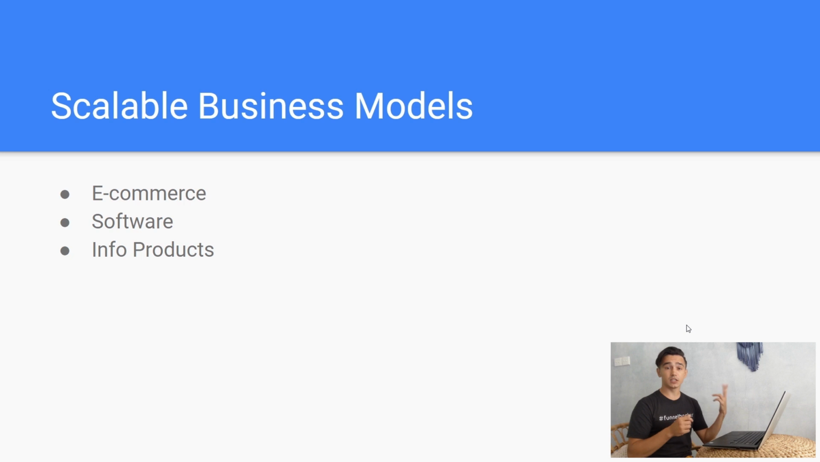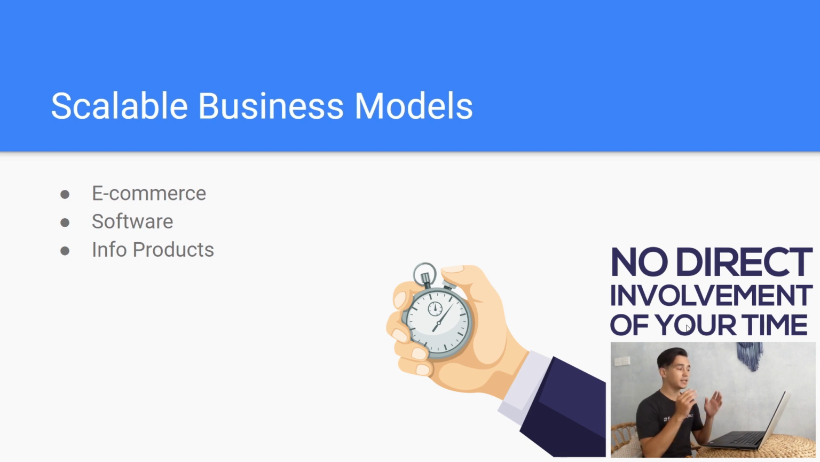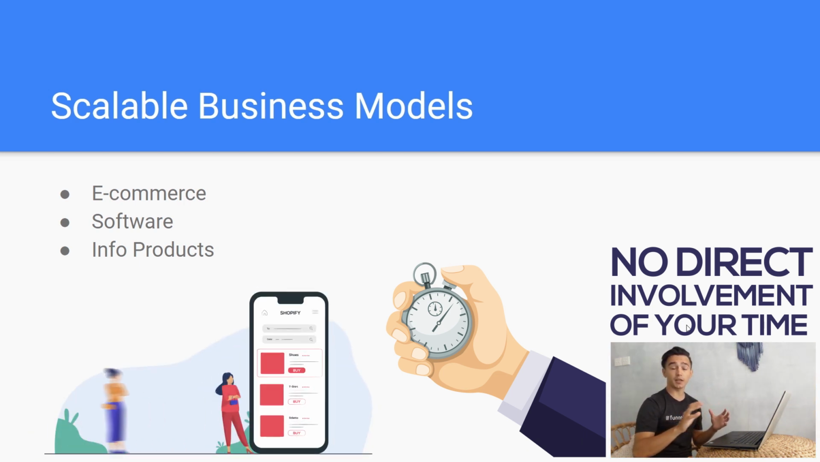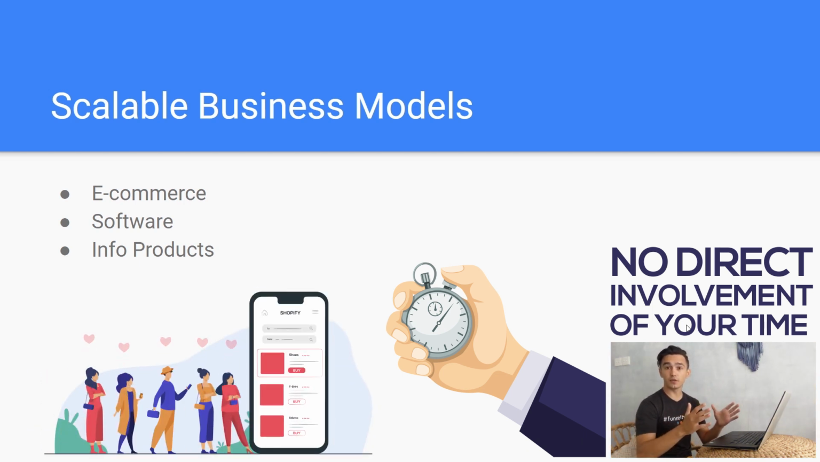So we have e-commerce, software, and info products. It's all because these types of business models don't involve your time directly. You create this system. It's easy to create an e-commerce system where you have a website that does all the conversions. So people come, they see the product, they buy. And you are not involved directly. You have the system. The system does everything for you.